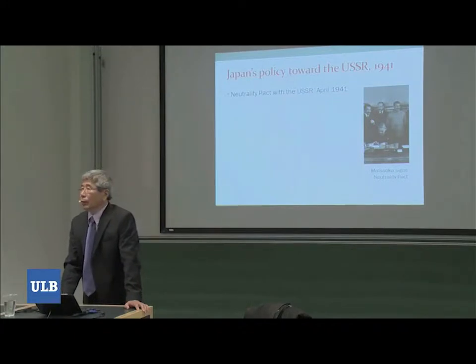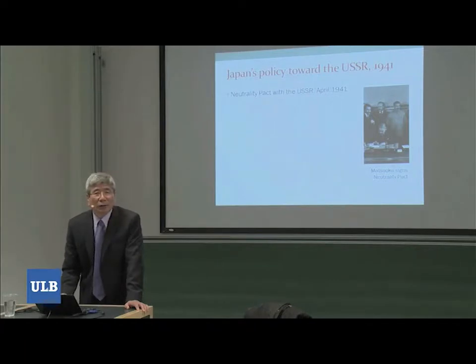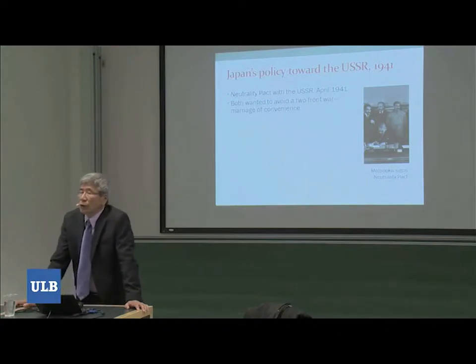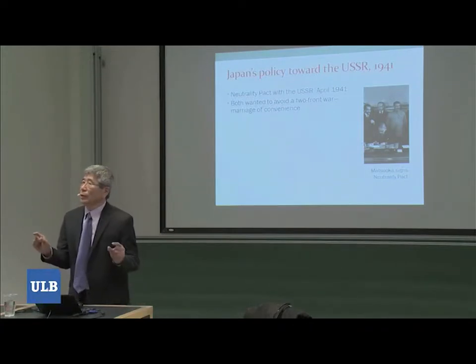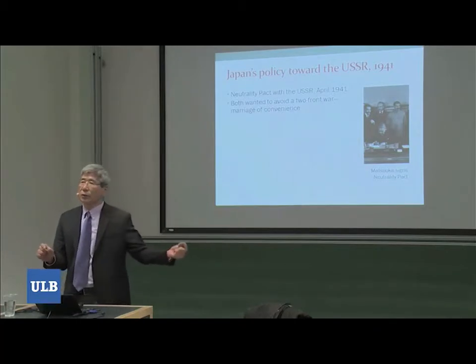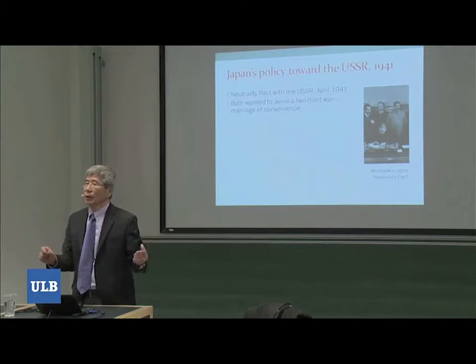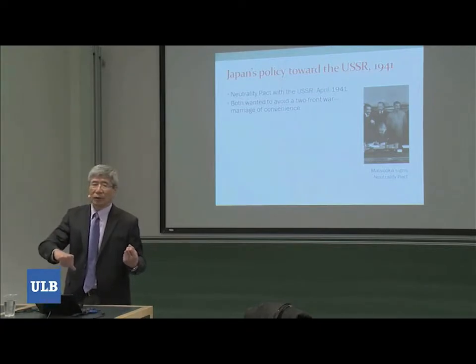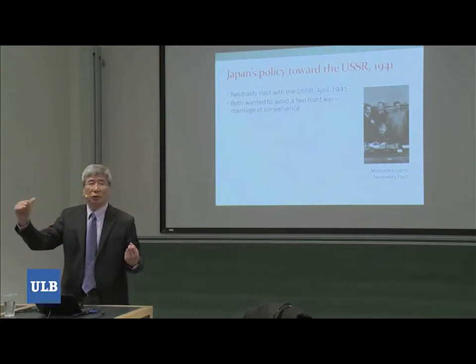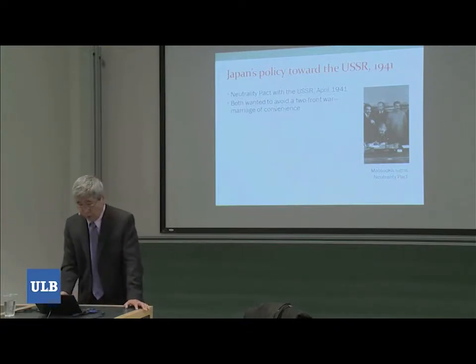That does not mean that suddenly the arch enemies became friends, right? They concluded the Neutrality Pact for strategic reasons for both. Both wanted to avoid a two-front war, because the Soviet Union was already feeling that war from Nazi Germany was imminent, right? And Japan was thinking about moving south. Moving south means war with Western powers, particularly with the United States. And so Japan also wanted to avoid a two-front war. And so, this is obviously a marriage of convenience.